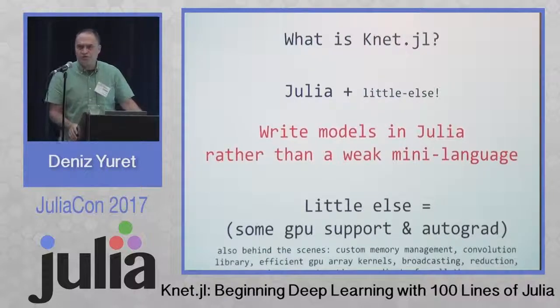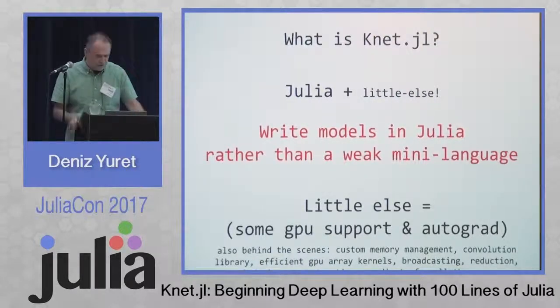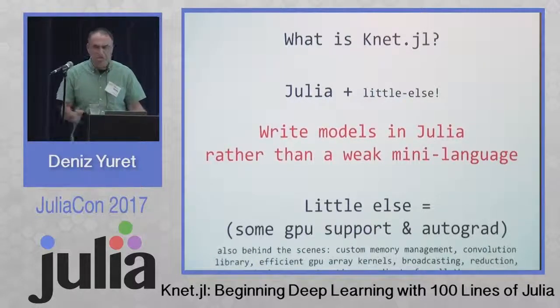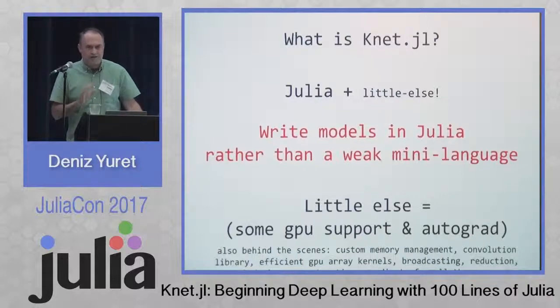So basically, Knet is Julia plus very little else from the user's perspective. This little else includes some GPU support and some autograd functionality. And behind the scenes, there's a bit more that has taken most of my time within the last year. Some efficiency improvements, memory management, convolution libraries, kernels, etc. But my goal at this point is basically to tell the user, just use Julia, write whatever model you want, and I'll take care of the rest behind the scenes.